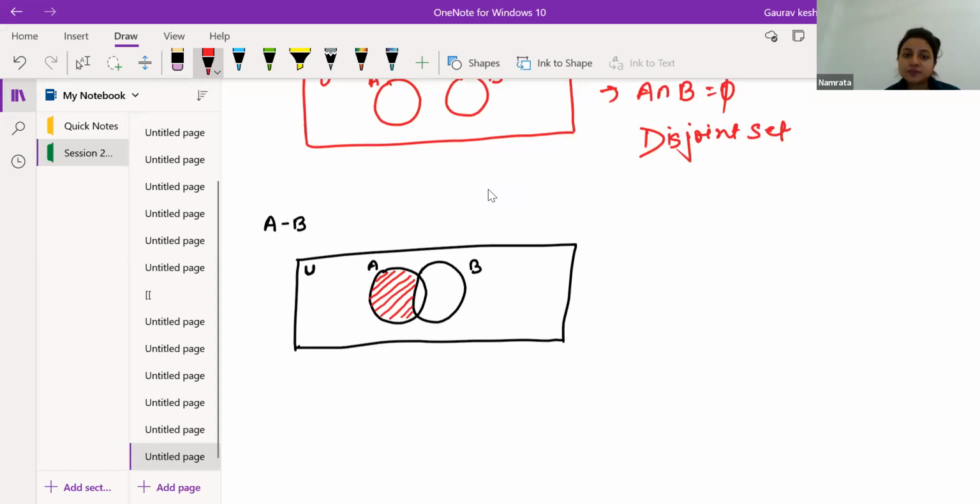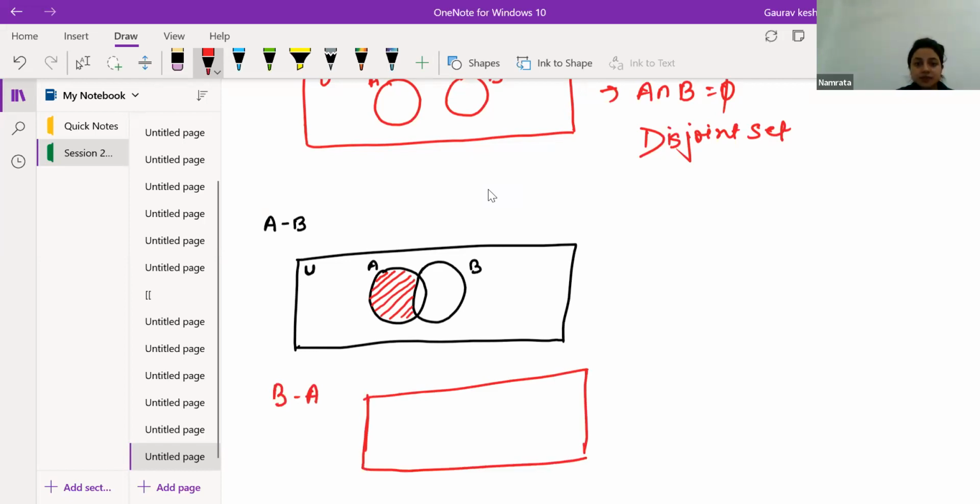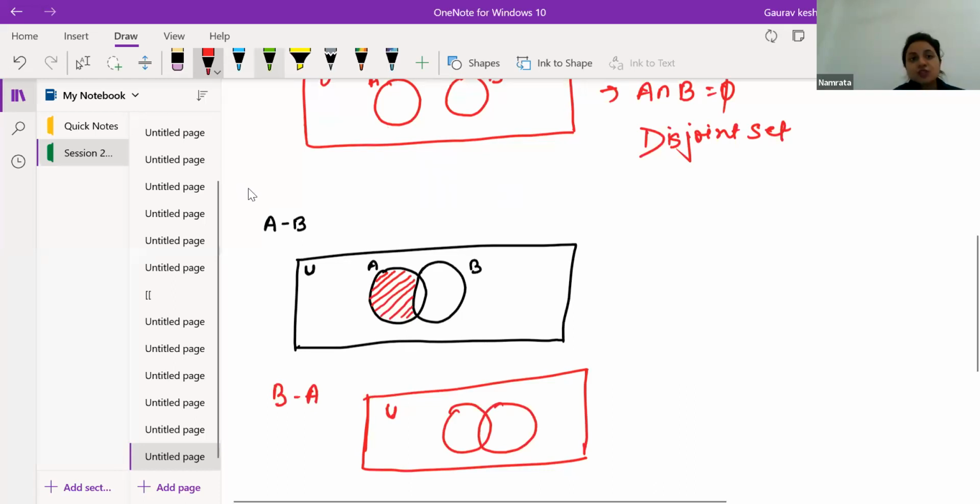Okay. Now, similarly, if we have to show B minus A, then here it is the element of B which is not there in A. So we will be making the Venn diagram like this only. Universal set, set A, set B, and here we have to shade B which is not there in A. So here we will be shading this part. We are not going inside A. This one is B minus A.